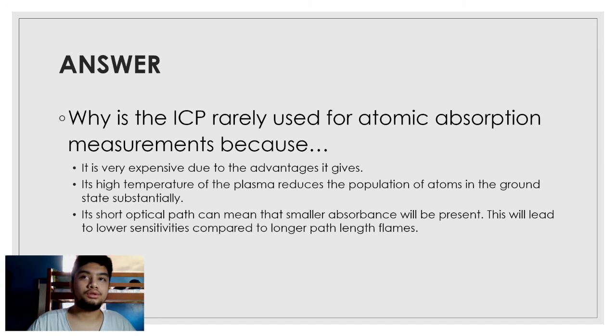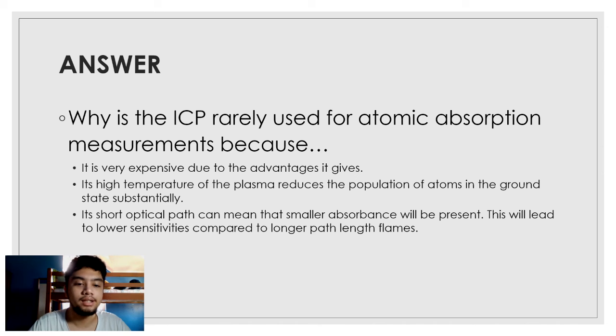Since I told you that it ranges from 6,000 to 10,000 Kelvin, the plasma's high temperature reduces the population of atoms in the ground state substantially. The high temperature can sometimes have a negative impact on the atoms, because the atoms can destabilize or become unstable. So therefore, it can reduce the population.